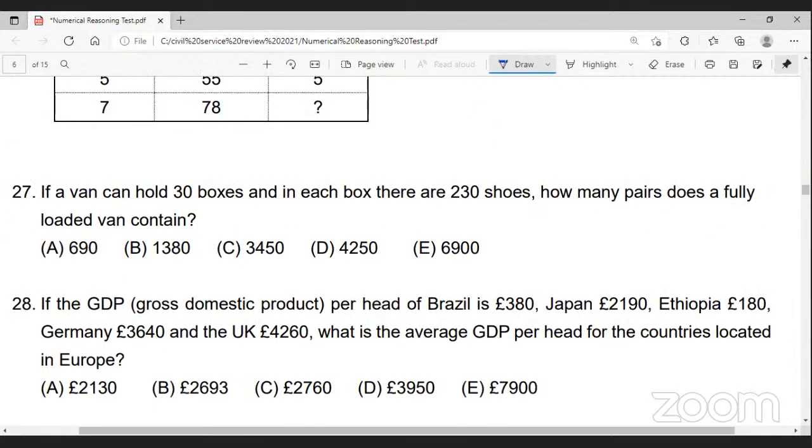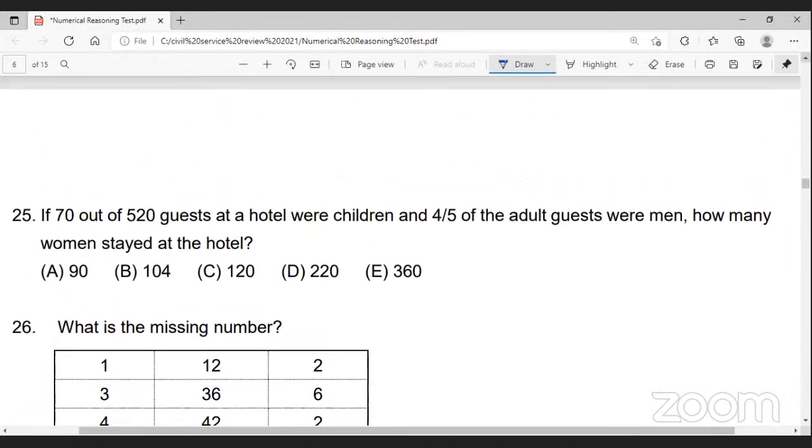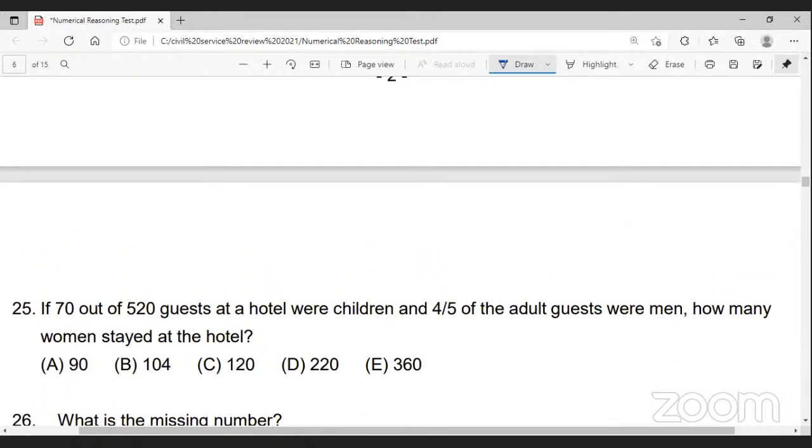Okay. Next item. We still have 5 minutes. If 70 out of 520 guests at the hotel were children, 70 children. 4/5 of the guests were men.